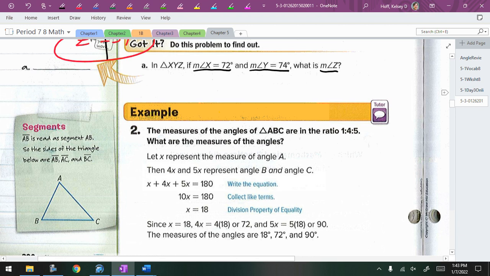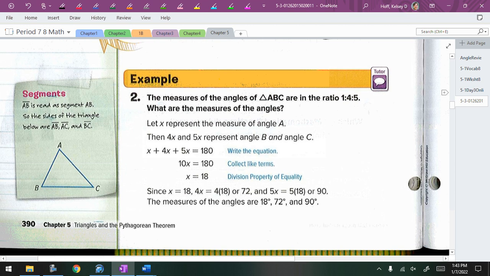Example number 2 says the measures of the angles in triangle ABC are in the ratio 1:4:5. What are the measures of the angles? What they did is they took the three angles and put them in a ratio, and then they divided a number out of all of them and got it all the way down to 1, 4, 5. So what we have to figure out is what number they divided out. When you see a ratio of 1, 4, 5, you're going to set this up using your variable x.